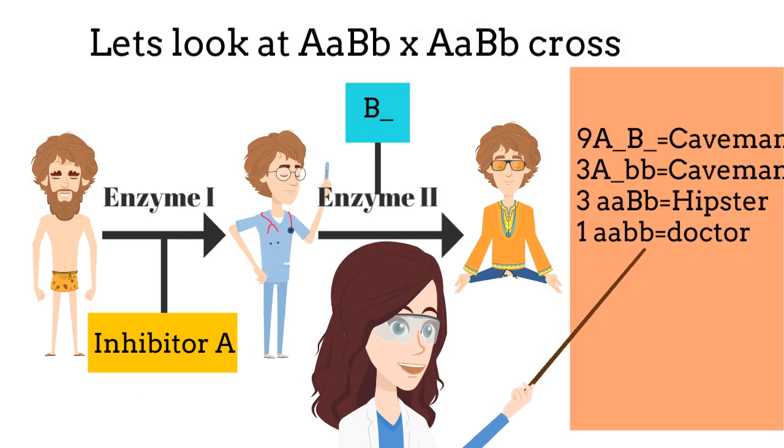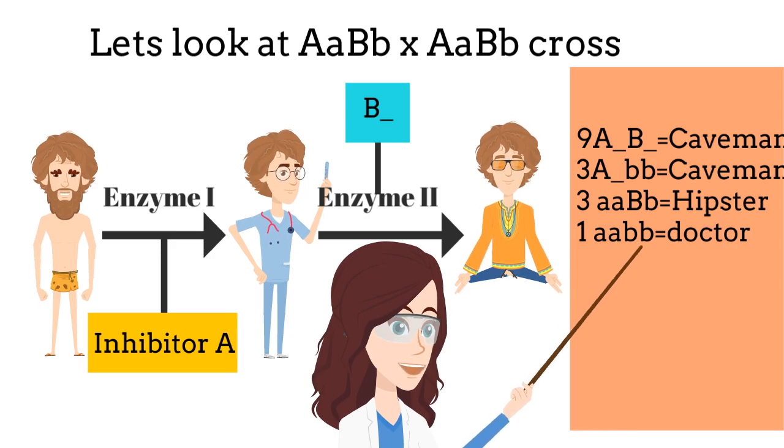Bob, and Hipster Bob. Going through the genetic possibilities, we can see that the genotypes with the dominant A alleles are stuck at Caveman Bob because the dominant A allele inhibits the function of enzyme 1. However, if the genotype has a recessive A allele and a dominant B allele, then we will produce Hipster Bob since the dominant B allele allows us to bypass enzyme 2.